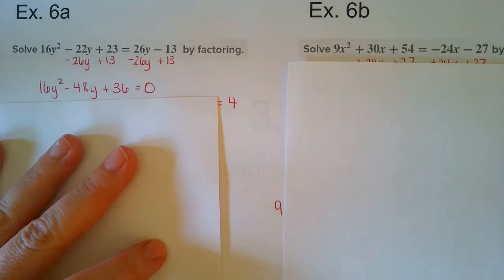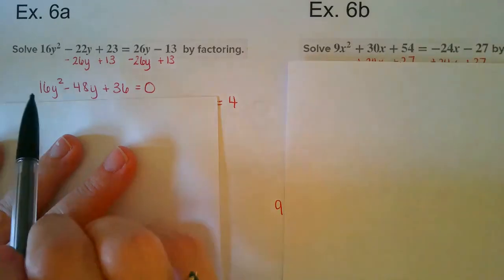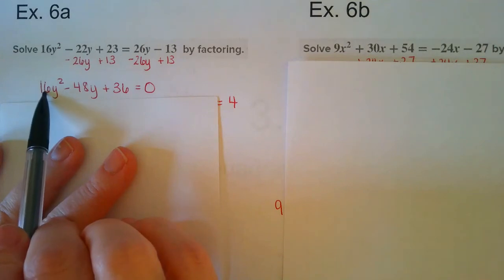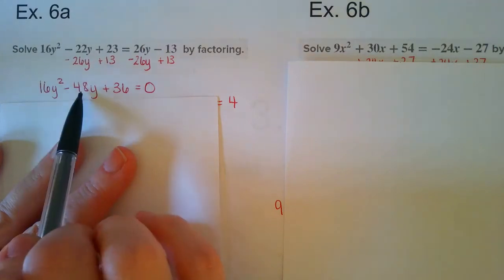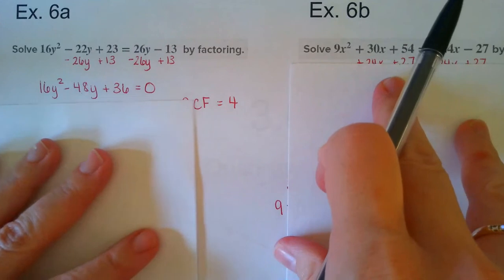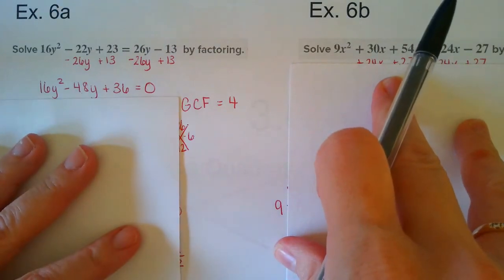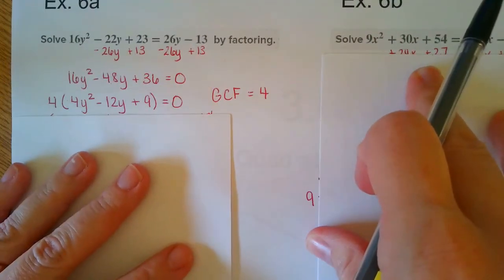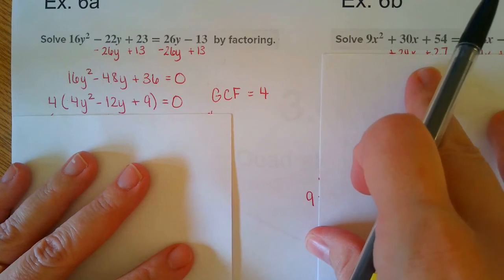Now remember, you always want to check for a greatest common factor. I've been skipping the step on that for the last couple of times because it hasn't occurred. But remember, if there's a leading coefficient other than 1, you want to check, can I divide by anything? So I can take out a greatest common factor of 4, and I'm going to do that because that's going to make my numbers smaller.